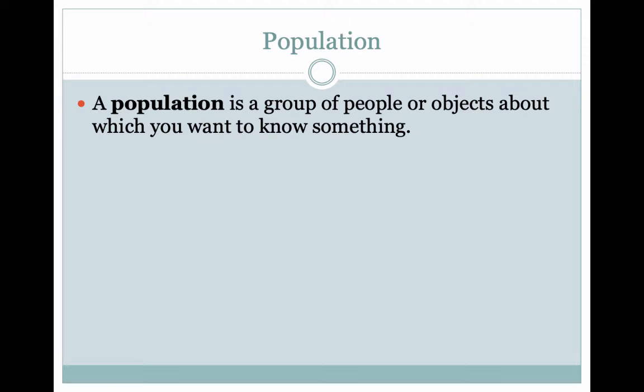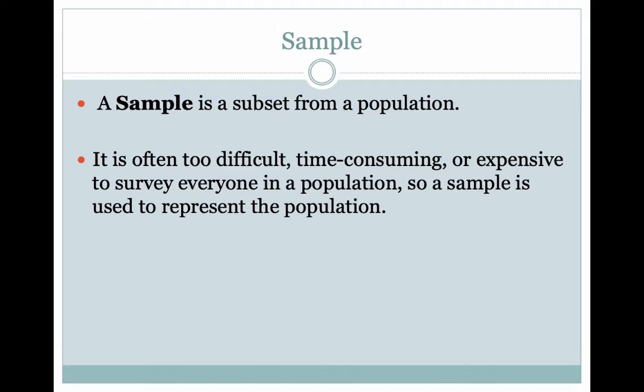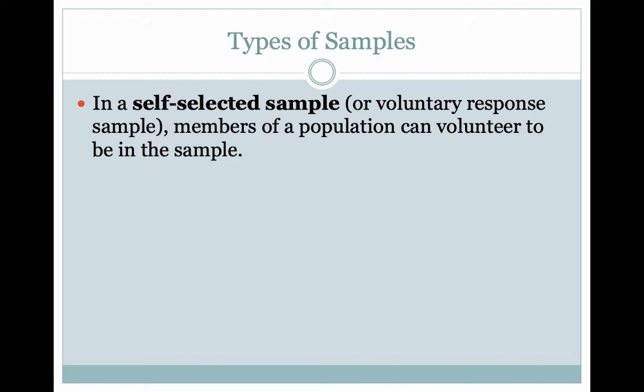Okay, let's talk about some vocabulary first. A population is a group of people or objects about which you want to know something. A sample is a subset from a population. It is often too difficult, time-consuming, or expensive to survey everyone in a population, so a sample is used to represent the population. So there are certain types of samples. Your goal with your sample is for it to be representative of your population.